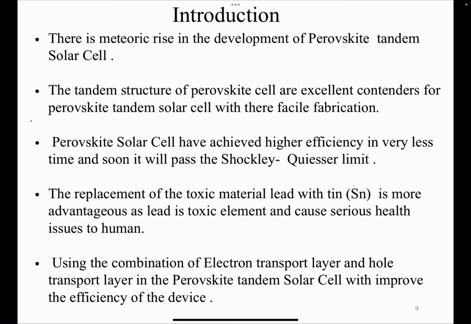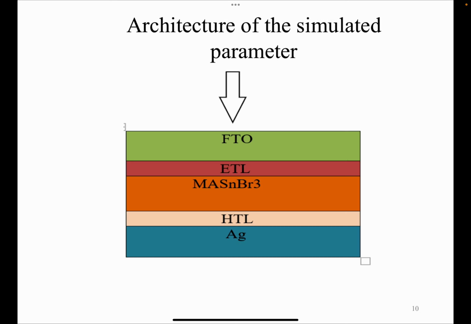If you see the introduction, there is a meteoric rise in perovskite tandem solar cell. These are excellent contenders with facile fabrication. Also, they can easily surpass the Shockley-Queisser limit. Research is going on in perovskite tandem solar cells. The students who are doing the MTech and have great interest in research can follow the perovskite tandem solar cell. Also, we can see the architecture of this solar cell.